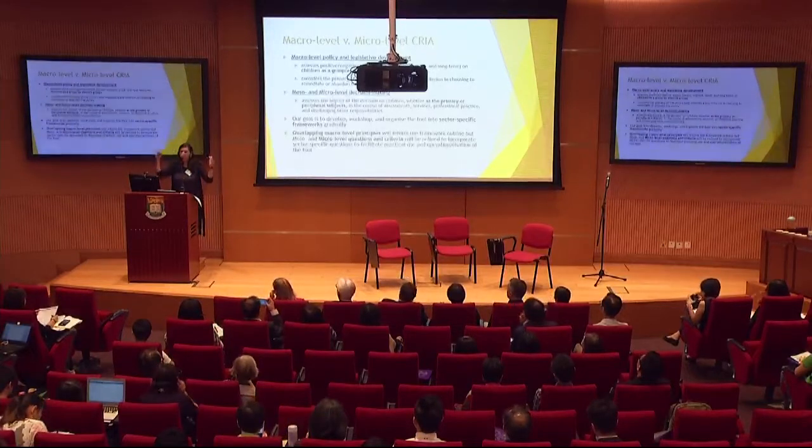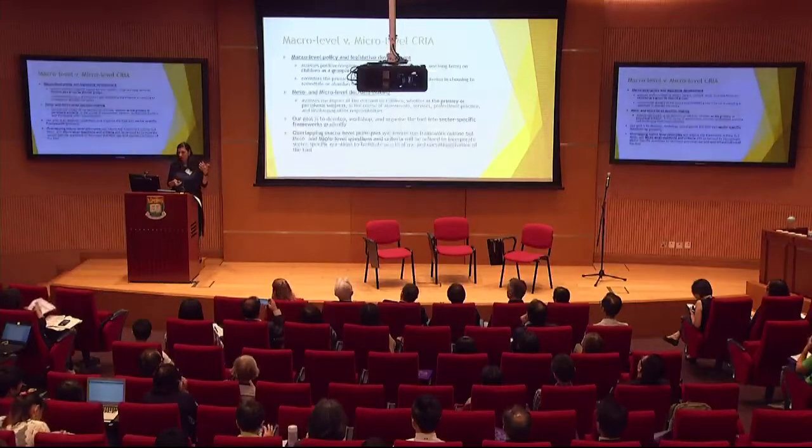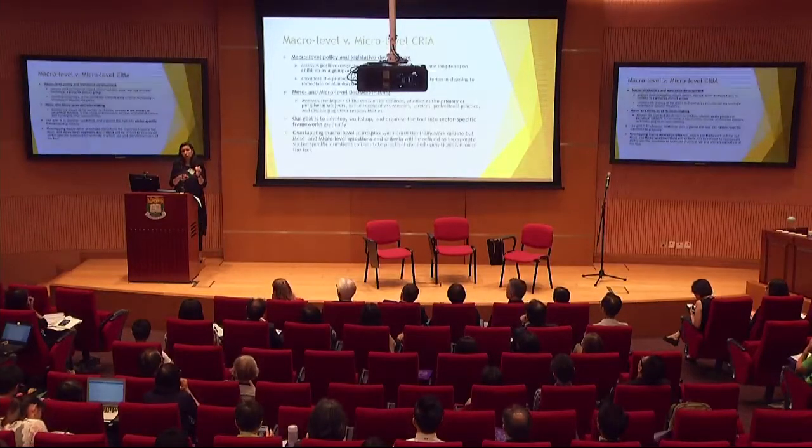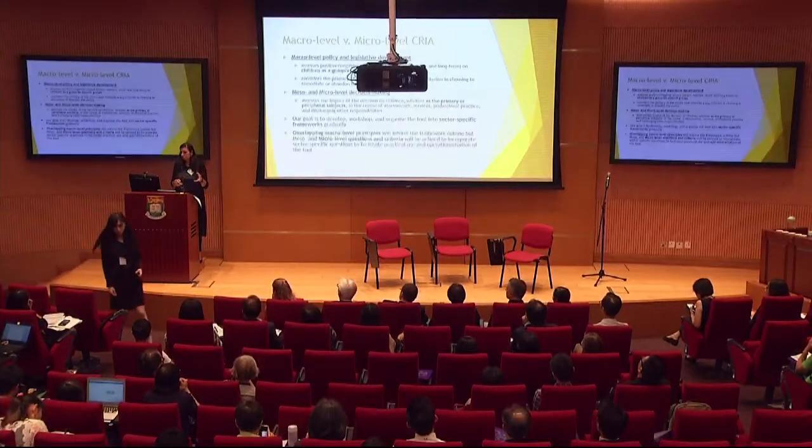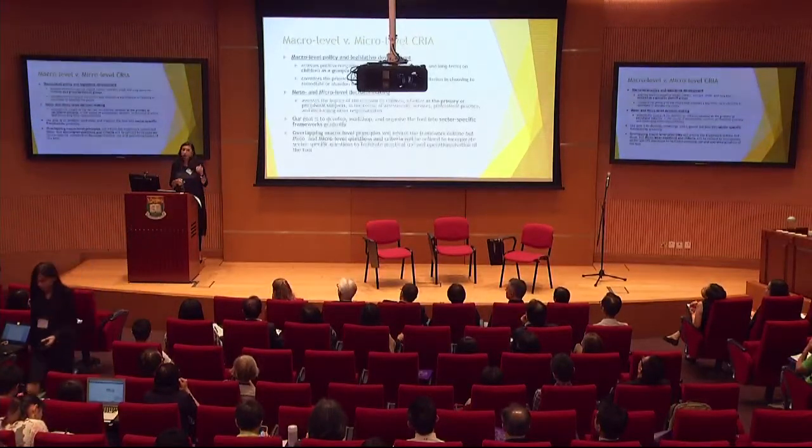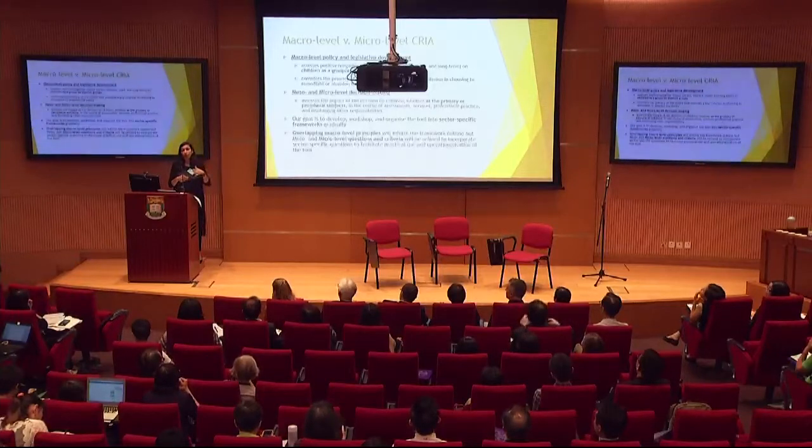So it's a macro level. So we have that. I've got a draft for that. It's a macro level policy and legislative development accompanying tool, and it assesses this for its impact on children as a group, as a distinct group. And then there are 2 further levels that I've identified. One is the meso level, looking at institutions.